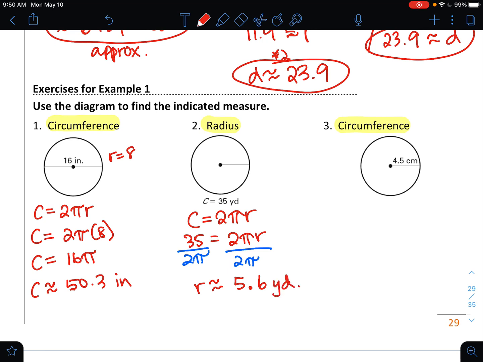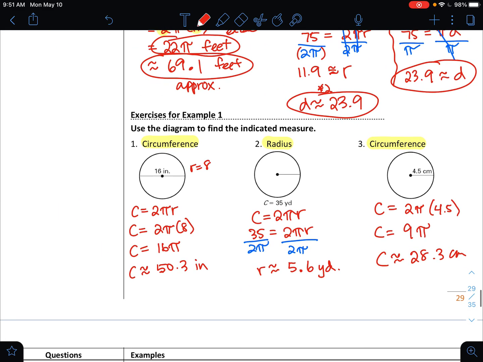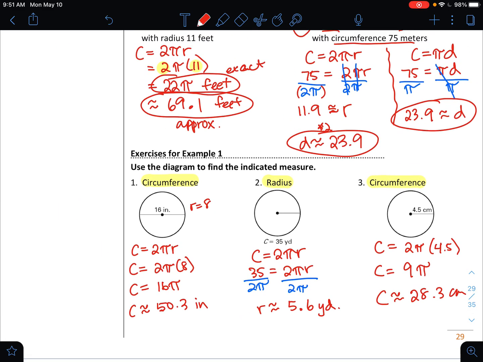And then one more. So I need the circumference. C equals 2 times pi, and I am just given radius. So I would be doing 9 pi, and so that would be approximately 28.3 if I go to the nearest 10th. I think I have you going to the nearest 10th on homework, so that's kind of why I'm going to the nearest 10th here.